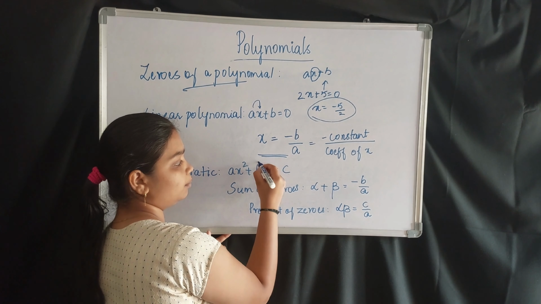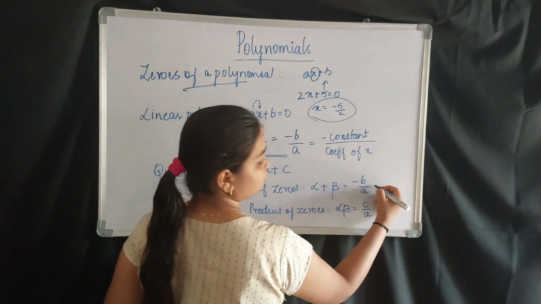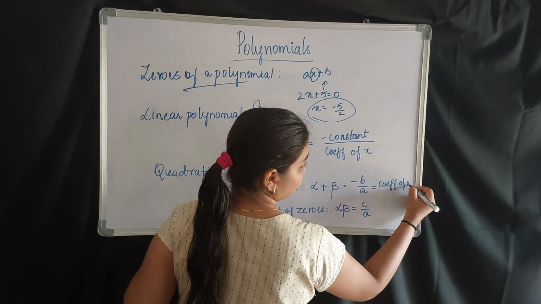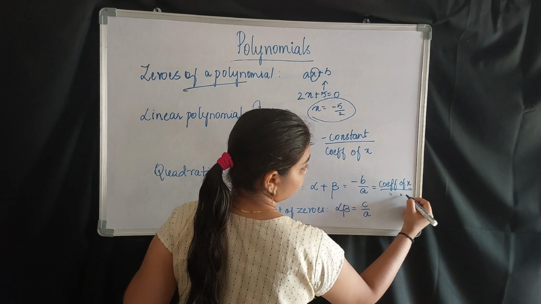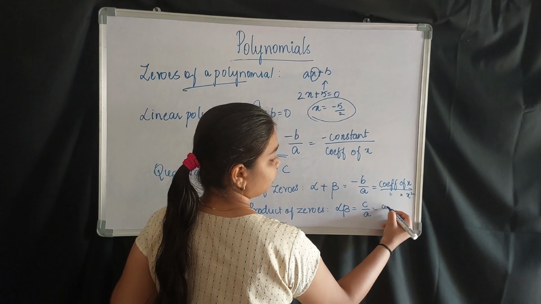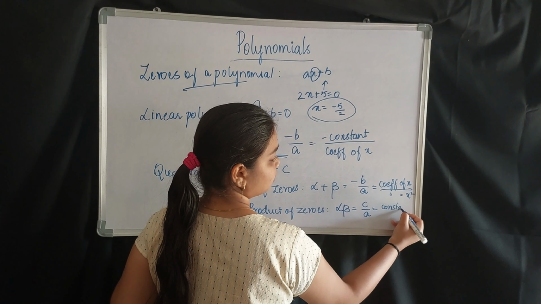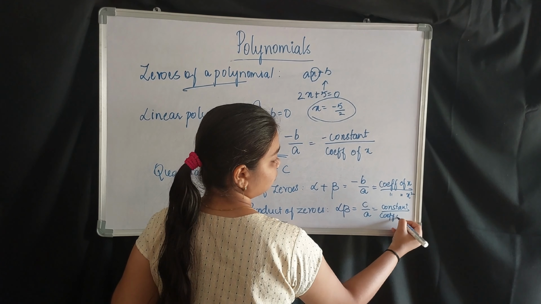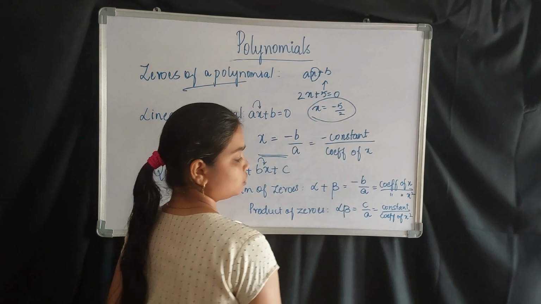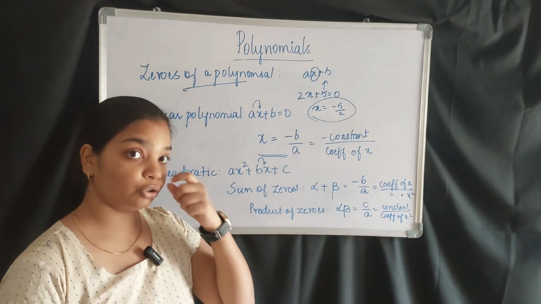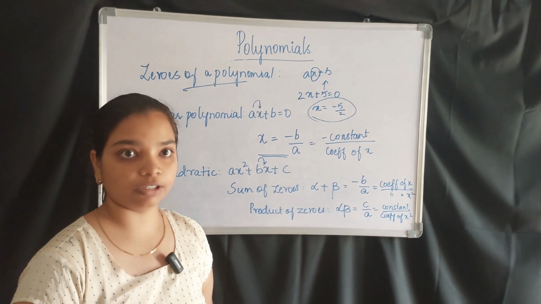Again, minus b by a. Minus b is the coefficient of x by coefficient of x square. Here it would be constant by coefficient of x square. Using these forms, you can get your solutions for the equations.